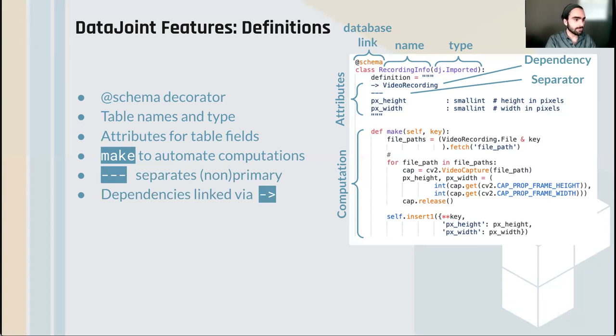The final piece is the arrow marker here that identifies a dependency relationship between two of your tables. Here we're using the video recording table as the primary key for this recording info. And now to walk a little bit through the make command, we see the key being used to generate a file path from the parent table here. And then we're looping through that set of file paths to get both pixel height and pixel width information about each of these files.